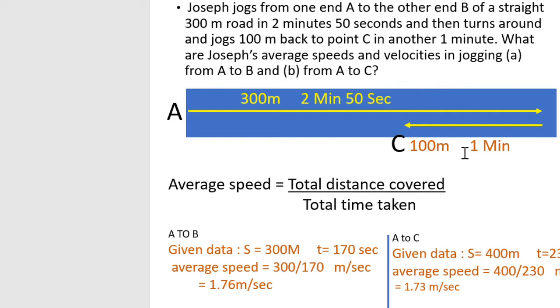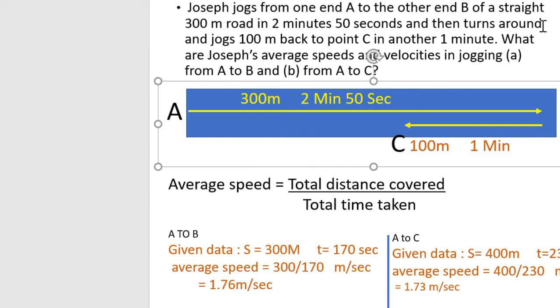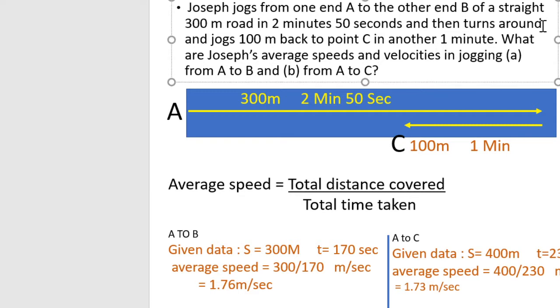Means you have to calculate both average speed and average velocity while he is jogging, right? And you have to calculate this for both the paths. One is from A to B, another one is from A to C. So first we are going to calculate average speed, for A to B and for A to C.